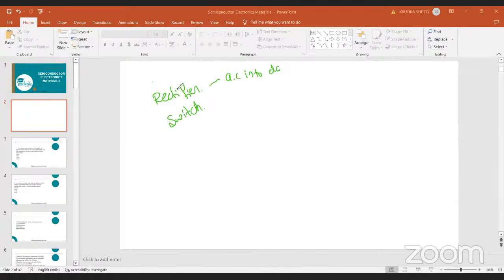Then in case of a rectifier, we have two concepts, that is half wave rectifier and the full wave rectifier. So just main points I am telling here. In case of a half wave rectifier, we can convert only half cycle of AC into DC. DC means direct current. Okay, so this is DC representation. AC representation, it is changing the direction. Okay, so this is AC representation.